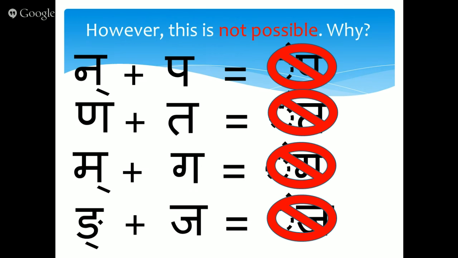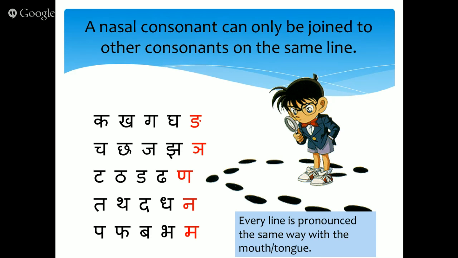However, this is not possible. We cannot combine these two. Why? Because it's just not natural. We have limitations according to the way our mouth is made. Take it up with the creator. And so a nasal consonant can only be joined after other consonants pronounced the same way on the same line. We're going to talk about this a little bit later. Hopefully, 1 plus 1 is making 2, and 2 plus 2 is making 4.